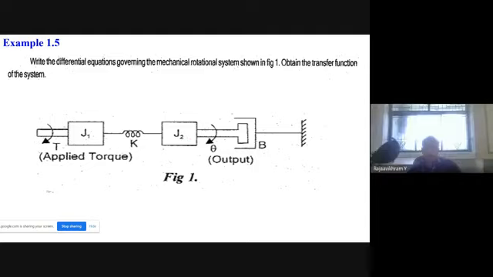Theta is output and T is the input. Yes, exactly. This theta is the output, that is angular displacement, and applied torque T is the input. So what is the transfer function of the system?